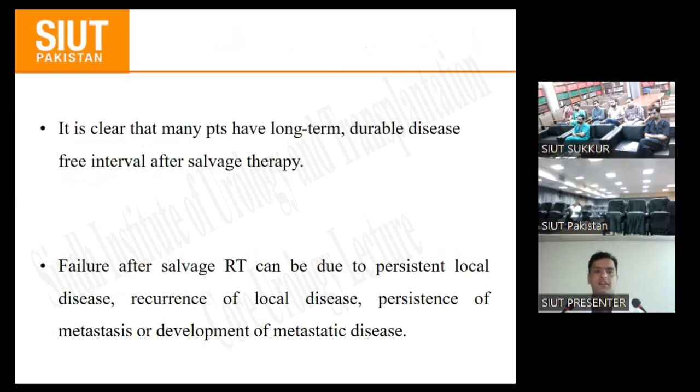It is clear that many patients have a long-term durable disease-free interval after salvage therapy. Failure after salvage radiation therapy can be due to persistent local disease, recurrence of local disease, persistent metastasis, or development of metastatic disease.